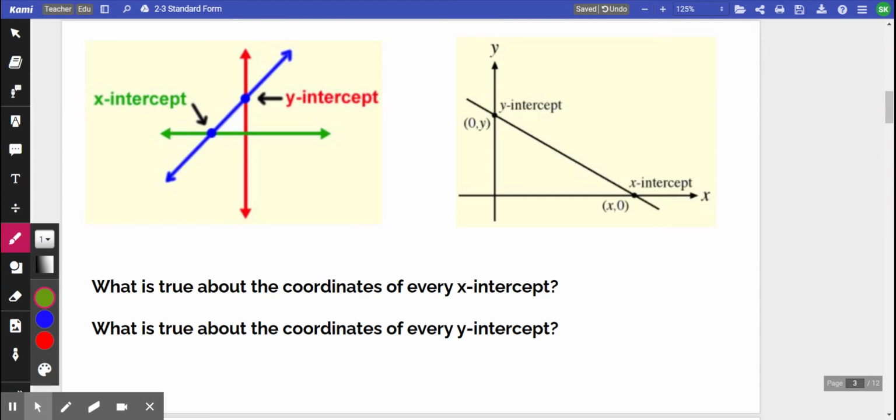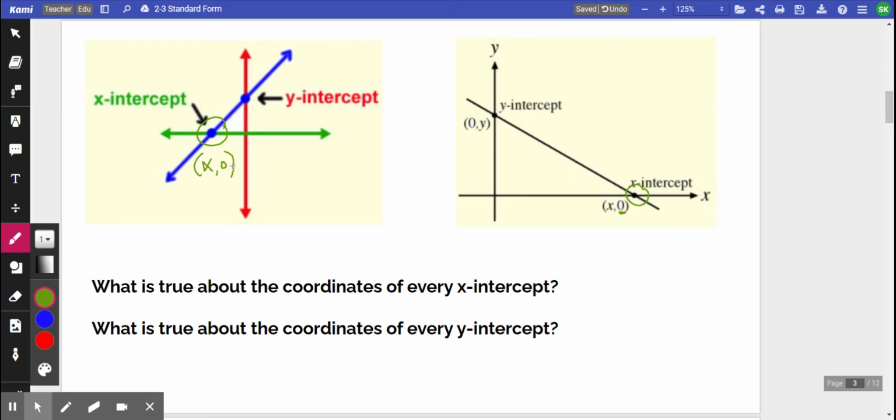Now that we know how to identify x and y intercepts from a graph, let's look at them a little closer. What is true about the coordinate of every single x-intercept? Well, we already know that the x-intercept is always on the x-axis, just like you see on the two graphs in front of you. So if a point is always on the x-axis, then we know that the y-coordinate must always be 0, since it doesn't move up or down from the x-axis.